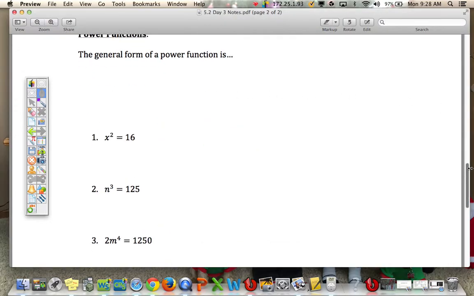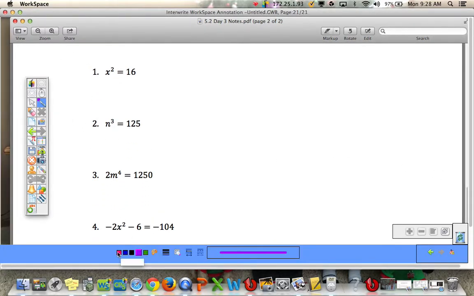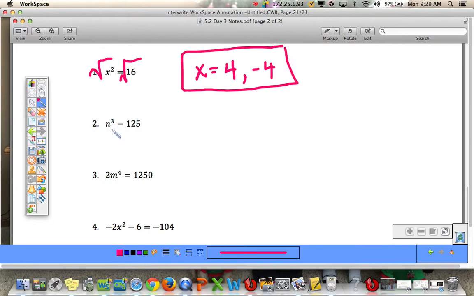For example, number 1, x squared equals 16. How do you get rid of the squared? Well, you square root it. All right, so we get x equals 4 because 4 squared is 16. Also, x equals negative 4. All right, let's do the next one. n to the third power equals 125. So what you're thinking is, what number times itself 3 times is 125? And many people know that that answer is 5.